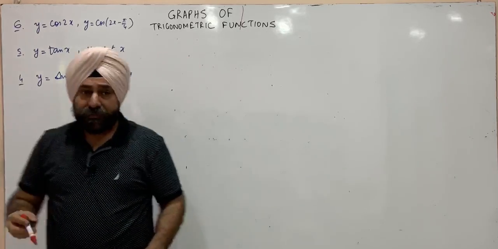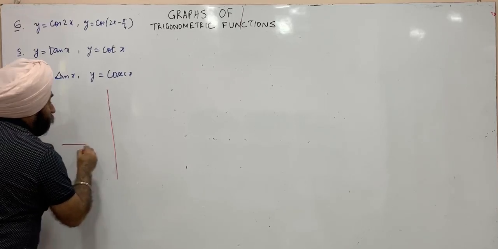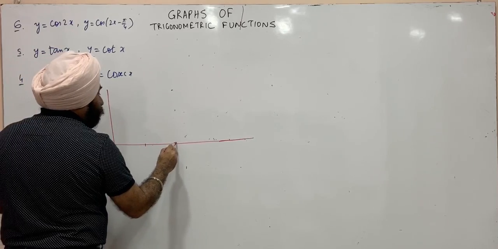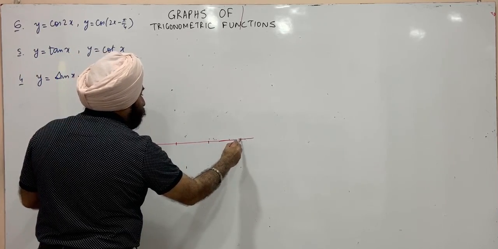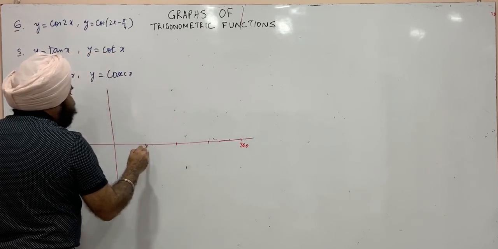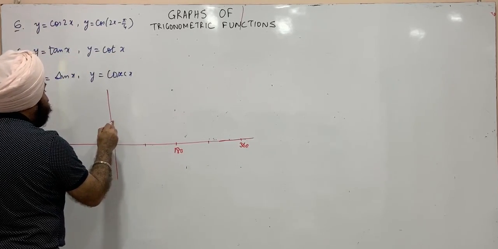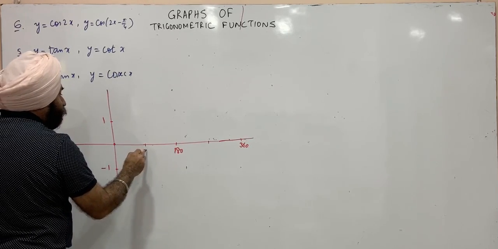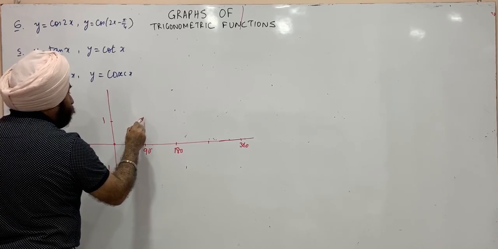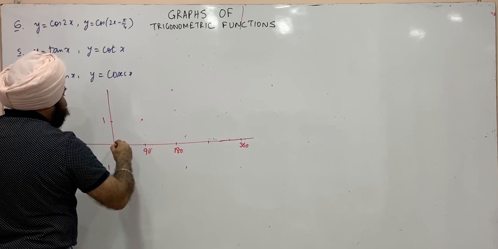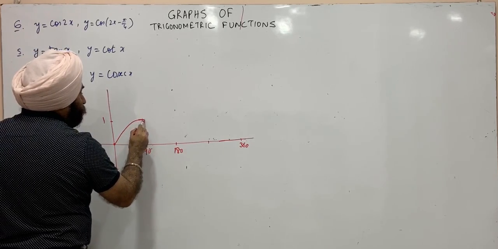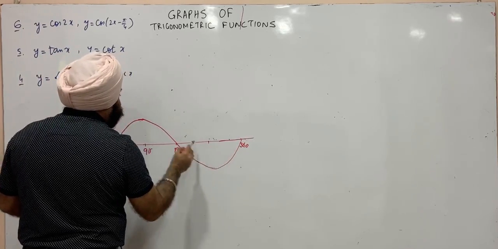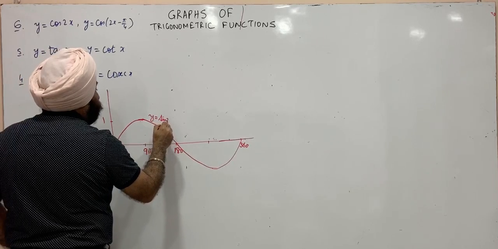So y is equal to sine of x. This is say 90, this is 180, 270, this is 360 degrees. So 90, this is 180 degrees. This side it's 1, this side it's minus 1. Sine of 0 is 0, sine of 90 is 1. So join these points like this, sine curve. At 180 it's 0, at 270 it's minus 1. So this is the graph of y is equal to sine of x.